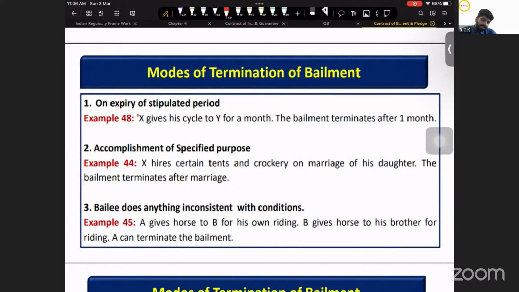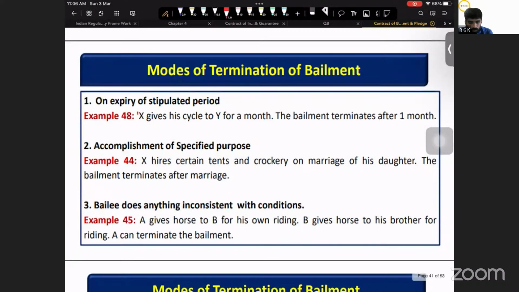Bailee does anything inconsistent with the conditions. Where the bailee fails to fulfill the conditions, the bailor can terminate it at any time. A gives his horse to B for his own riding. B gives the horse to his brother. A can terminate the bailment. The contract becomes voidable. That's what we see.